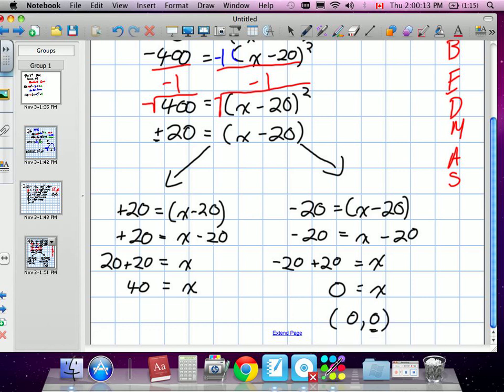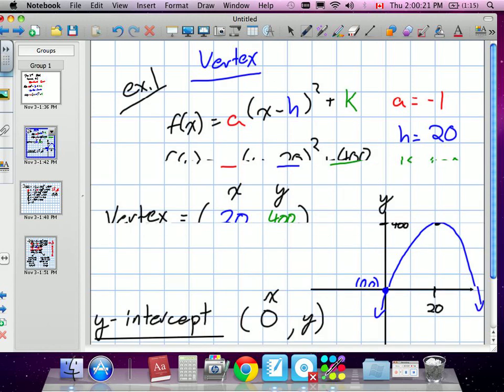So when we go back over to our graph, one of the x-intercepts was at 0 and 0. The other one was at 40 and 0.